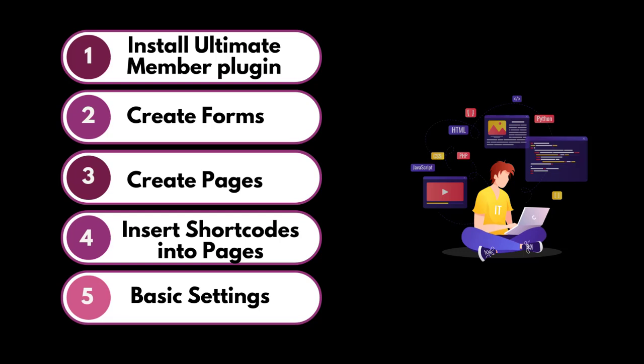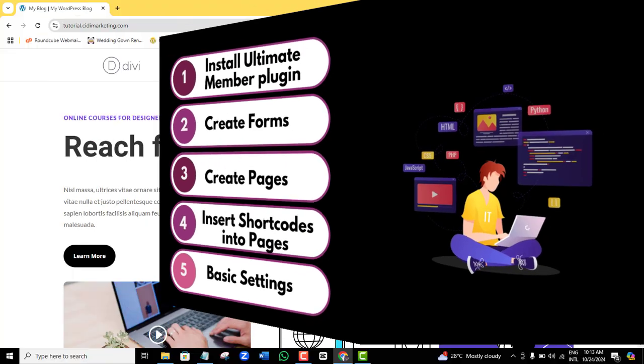And then that is all we need to do, and then we'll quickly go to step 5, which is to do some basic settings so that we can have the best possible user experience using the Ultimate Members plugin. So let's go ahead to step 1 and install our Ultimate Members plugin.